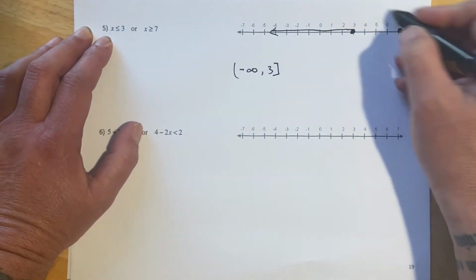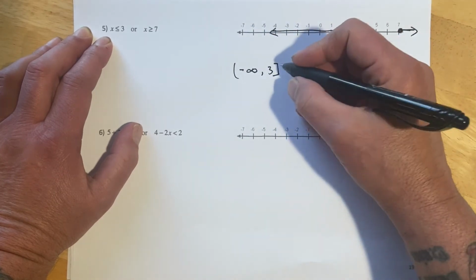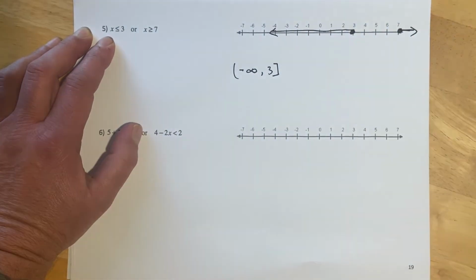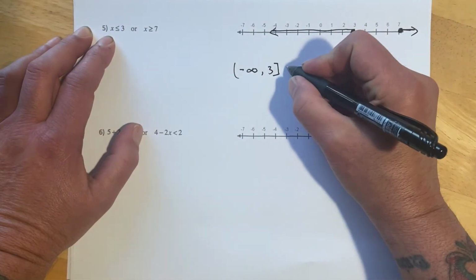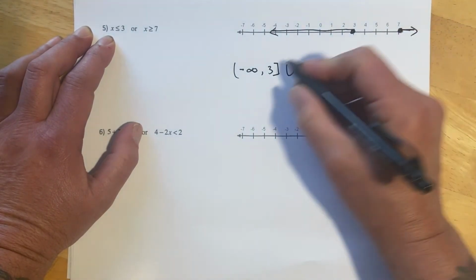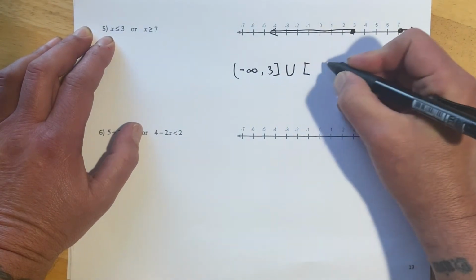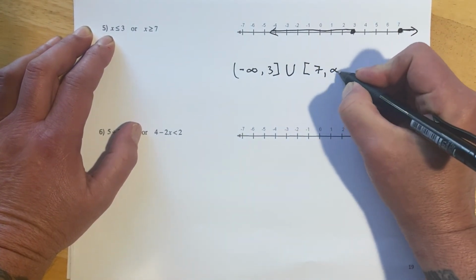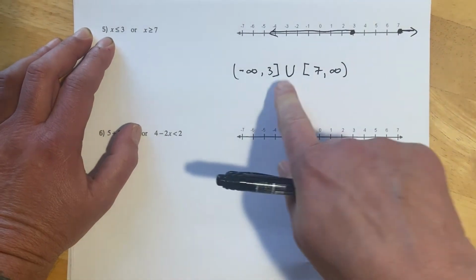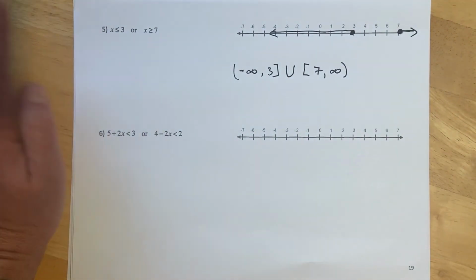And then there's this gap here. And when we have a gap, the way that we paste these two solution sets together is with an "or", that union symbol from the last page. And that was a U. So this means negative infinity to 3, or, and then 7 to infinity. And when you're typing that in the computer, you just type a capital U for that, and that will work.